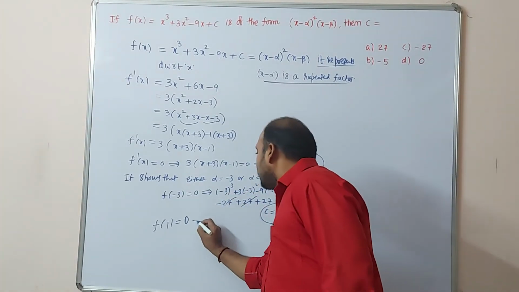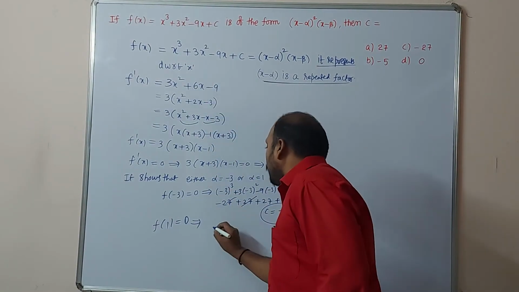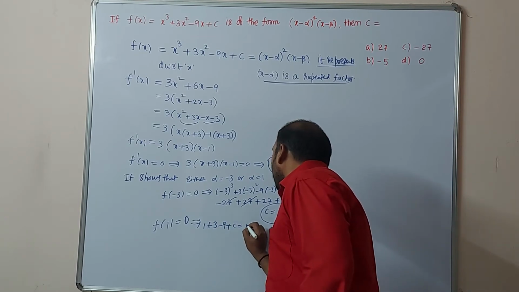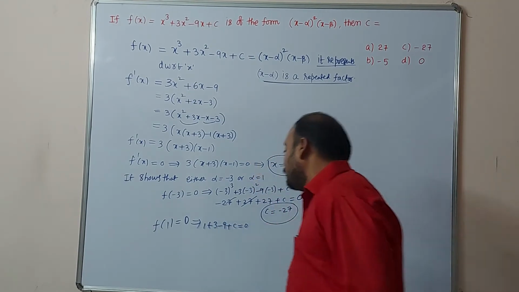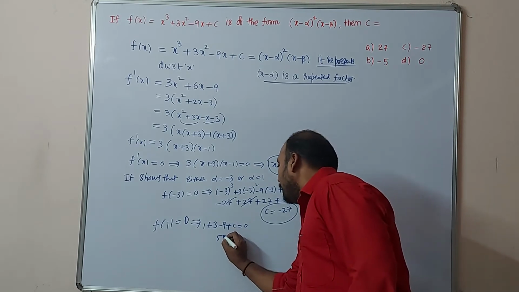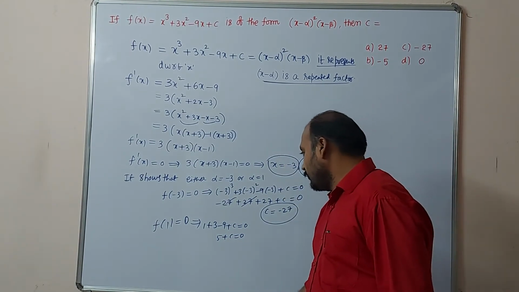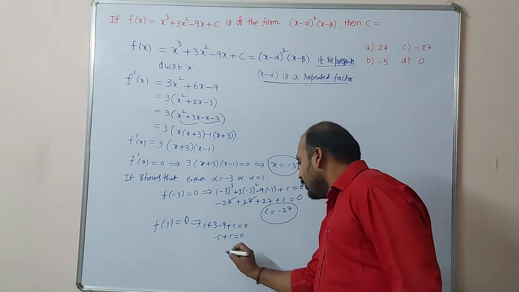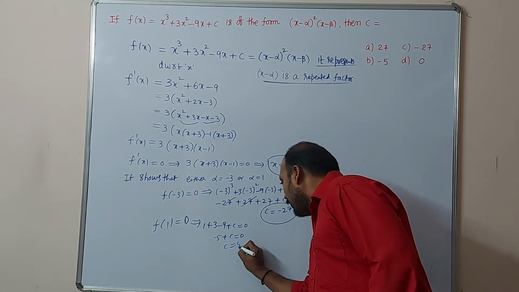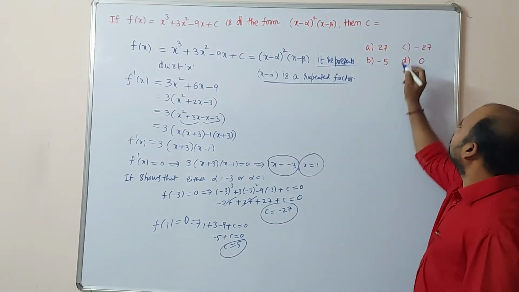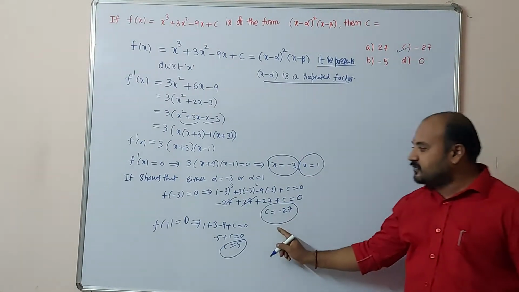So wherever x is there, replace with 1. 1 cube plus 3 minus 9 plus c is equal to 0. 4 minus 9, minus 5. Minus 5 plus c is equal to 0. Sorry, minus 5 we can take this side, c is equal to 5. But c is equal to 5 is not there in the options. c is equal to minus 27 is there. So c is equal to minus 27 is the right option.